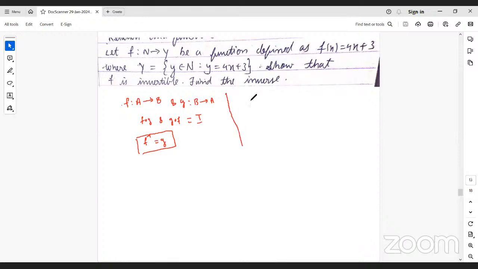Now there are two definitions. The second definition: if f is a function from A to B and it is both one-one and onto, then such a function is called a bijective function. If a function is bijective, then the inverse of the function, that is f inverse, will exist. f inverse will exist only if the function is one-one and onto.